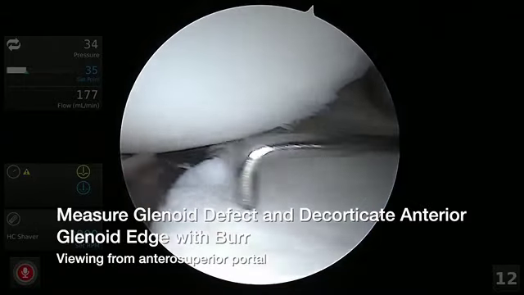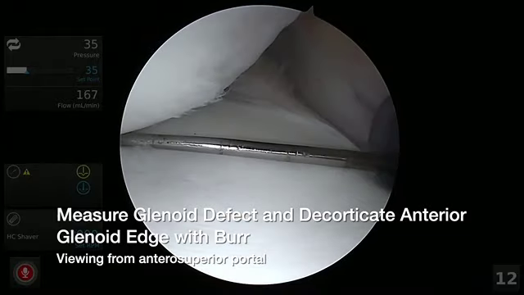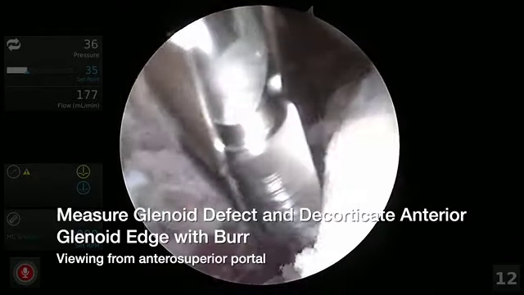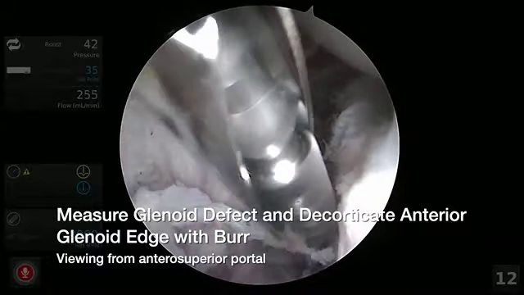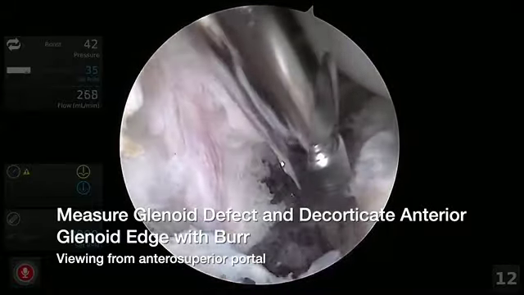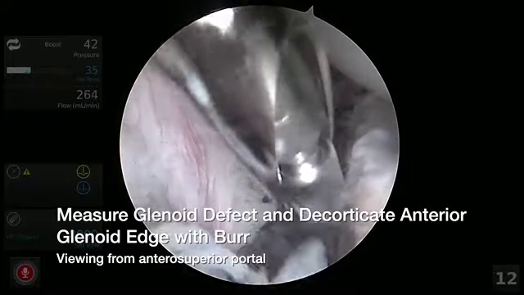The glenoid defect here measured 20 millimeters, and the goal would be to increase this to at least 30 millimeters with the bone graft. We then use an oscillating burr to decorticate the anterior edge of the glenoid, getting it perfectly flat and to a 90-degree angle in relation to the articular surface.